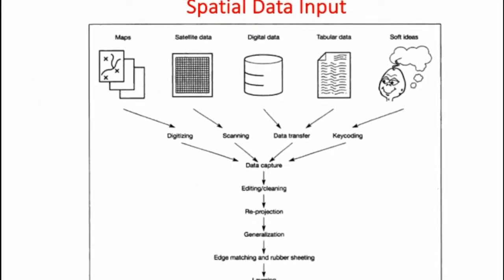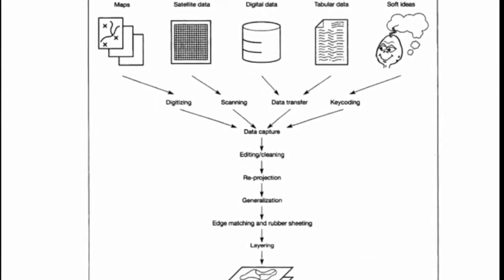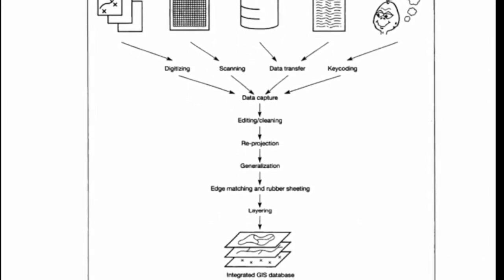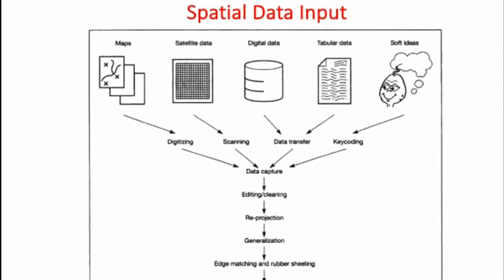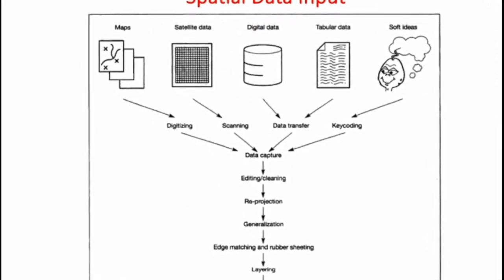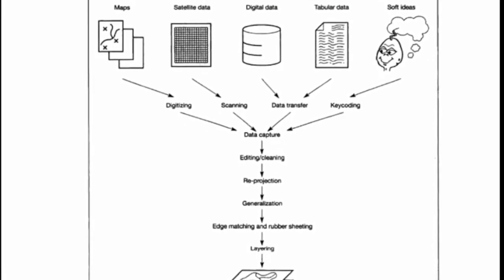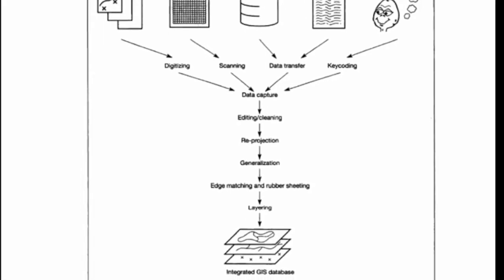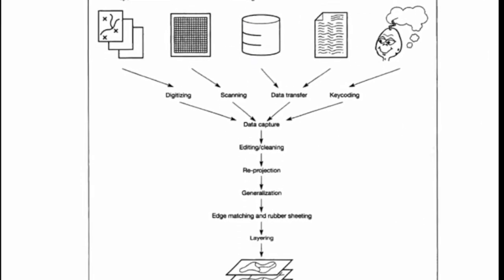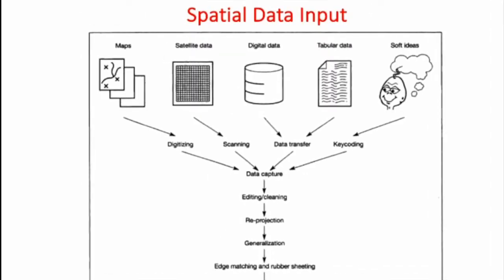Spatial data input consists of maps, satellite data, digital data, tabular data, or soft ideas or written ideas, or any ideas which could be key coded. Tabular data and digital data can be transferred, satellite data can be scanned, and maps can be digitized. Altogether, this is data capture.